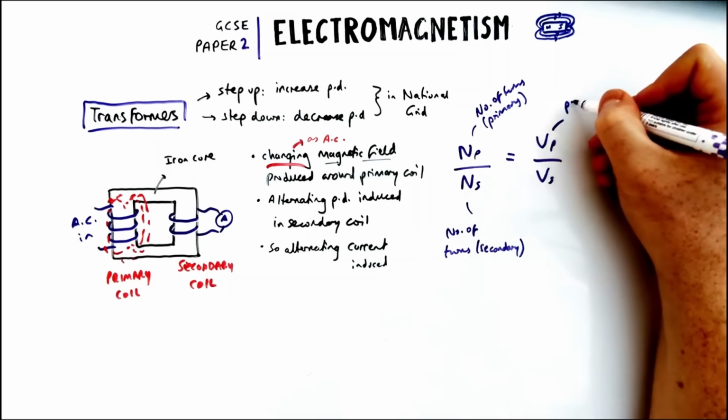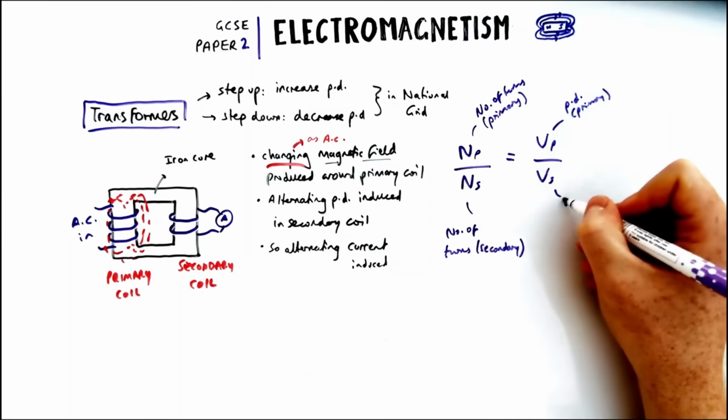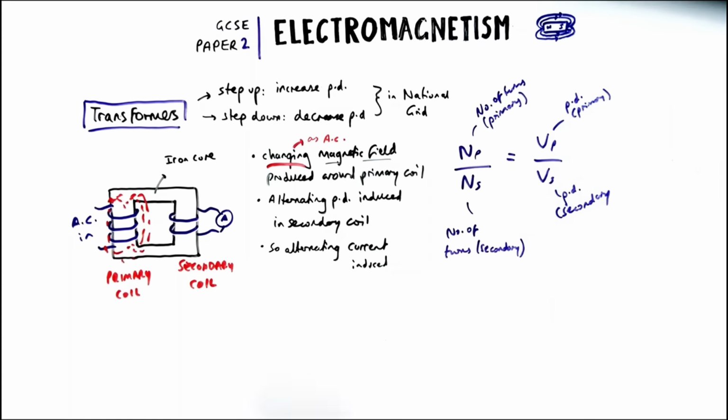The equation that governs the number of turns on the coil versus the potential difference is here. It says that the ratio of the number of turns on the primary over the number of turns on the secondary coil is equal to the ratio of potential difference supplied to the primary coil and the secondary coil. So if I give my example here, it's a step-down transformer because there are fewer turns, it goes down by a factor of 3/2, so therefore the potential difference would have to go down by a factor of 3/2 as well.